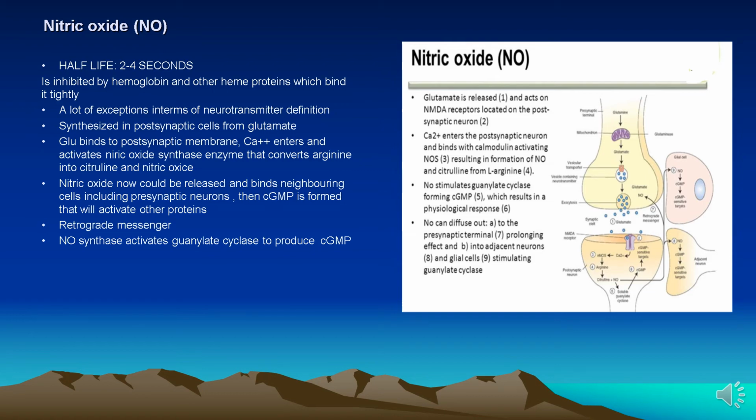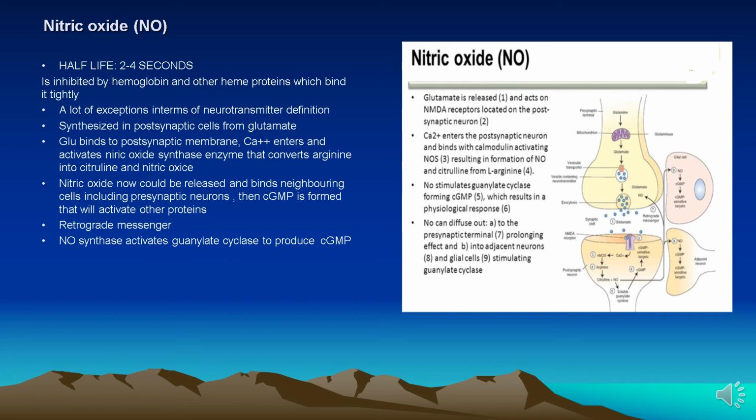There are a lot of exceptions in terms of whether nitric oxide is a neurotransmitter or not, according to the neurotransmitter definition, because there are exceptions to those definitions. But anyways, it is considered a neurotransmitter. It is synthesized in postsynaptic neurons, not in the presynaptic as the others. And it is synthesized from glutamate.